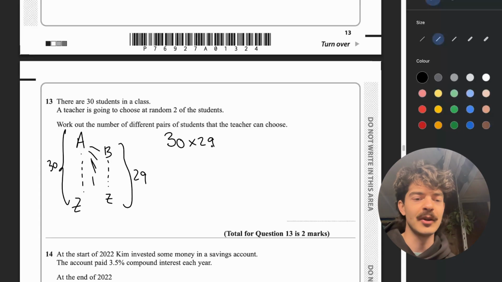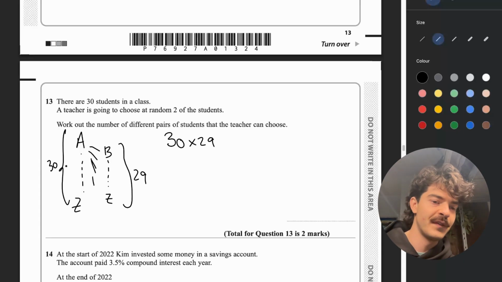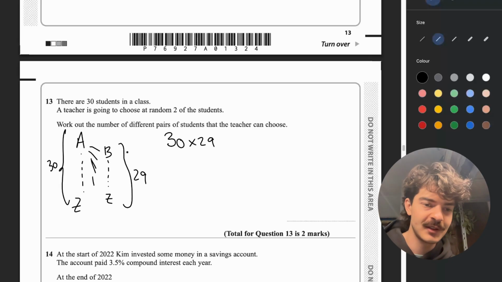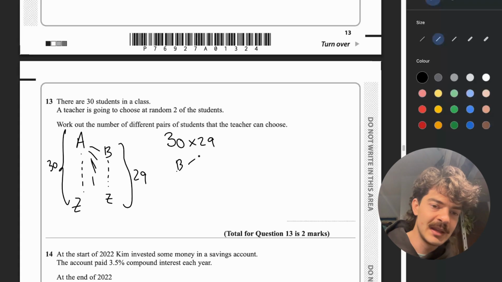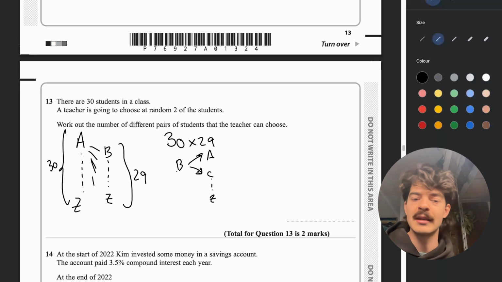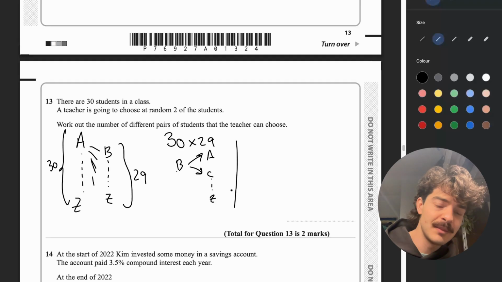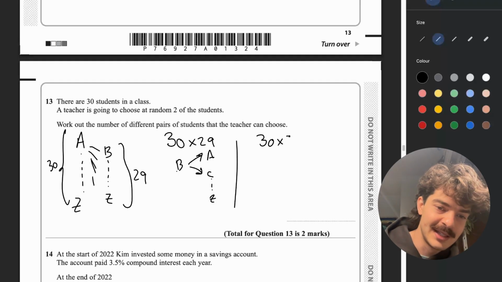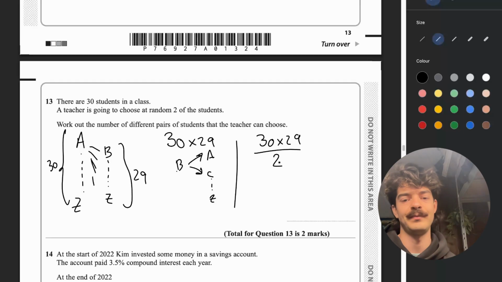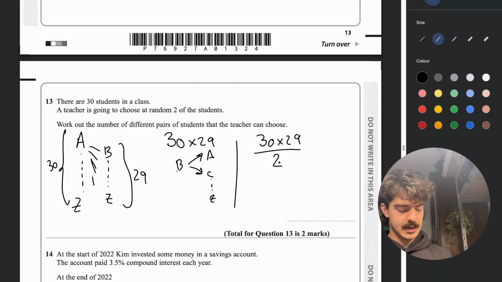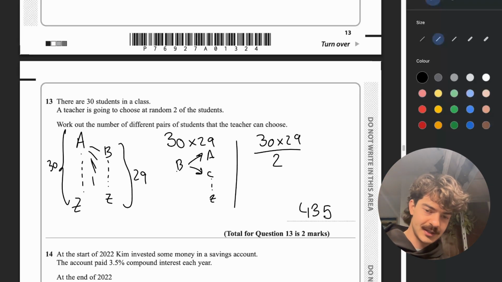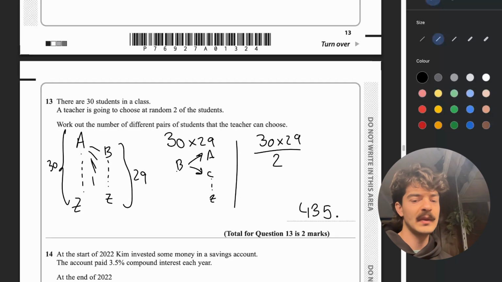But the problem is that by doing this, we're factoring each branch twice. Notice A to B's got a link, but we could also go, oh, well, B would map to A, then to C, so on to Z. So B maps to A. Every single branch is getting mapped twice. So to get past this, all we're going to do is do 30 times by 29 divided by 2. That'll give you your answer. So 30 times by 29 divided by 2 equals 435 combinations. Wonderful.